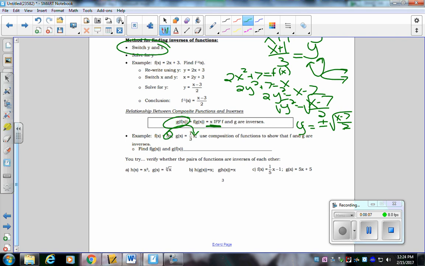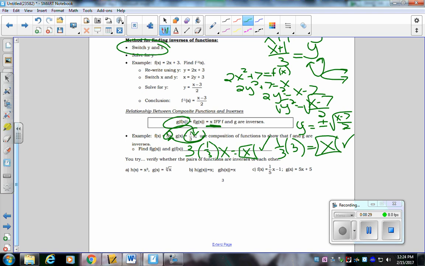Okay, so if I use these two examples, if I do f of g of x, I'm taking g, plugging it into f. So I'm doing 3 times 1/3 x. When I simplify that out, I get x. That's good. That's what I want. Now if I go the other way, I do g of f of x. I'm doing 1/3 times 3x. Same thing. So since they both equal x, it's telling me, hey, those are inverses.